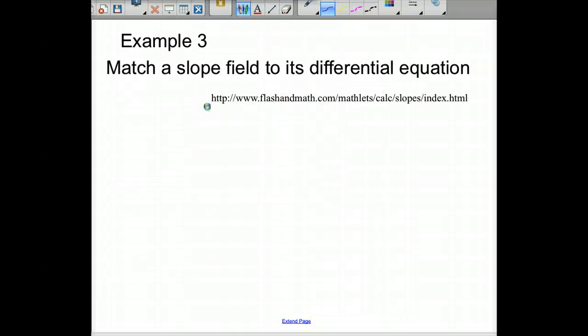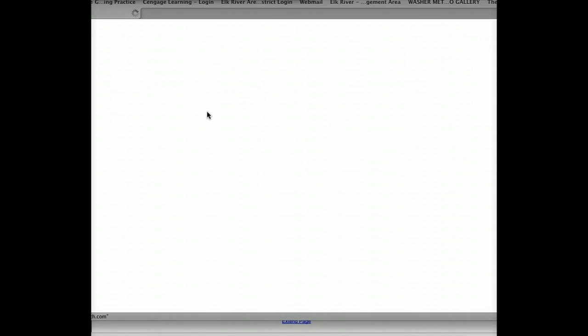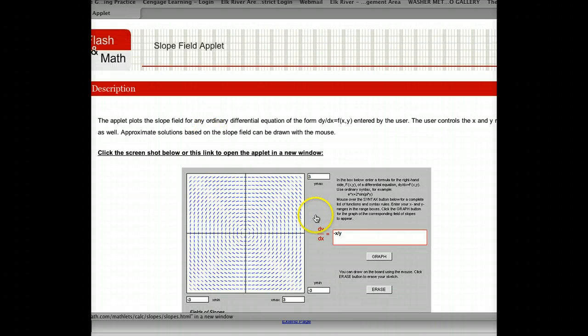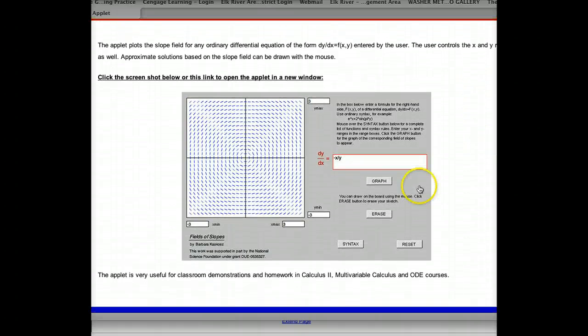Example 3 is to be able to match a slope field to its differential equation. So we're going to go to this website. When you get to this website, you can practice with it yourself. I'm going to quiz you on different slope fields and match them. So let's just look at this example. It's negative x over y. How would we know that this is the slope field that goes with the derivative of negative x over y?